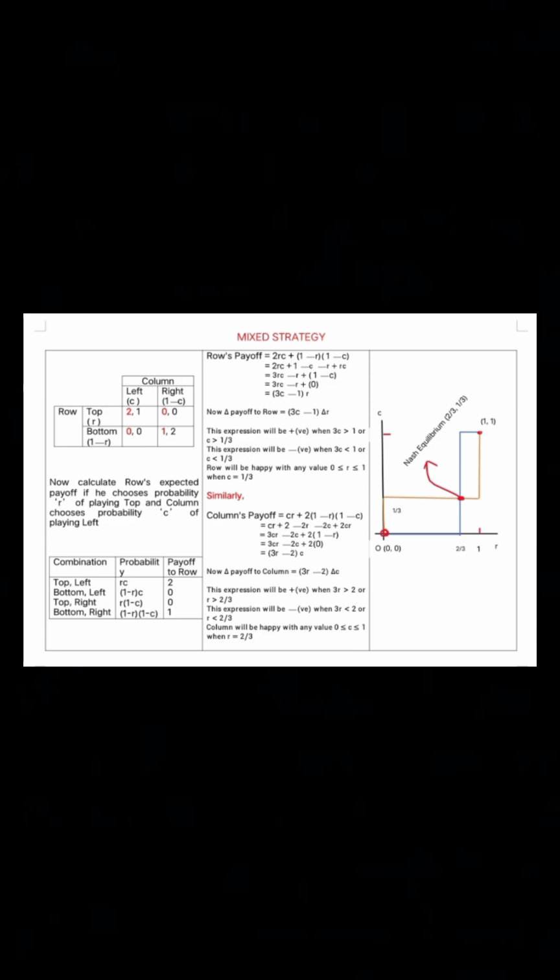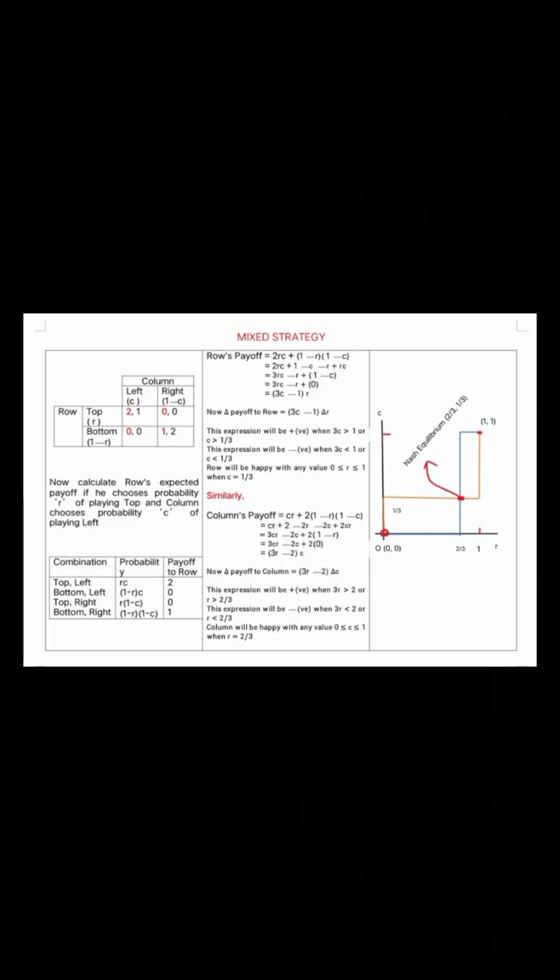So please look at the table. Let R be the probability that row plays top and 1 minus R the probability that he plays bottom. Similarly, let C be the probability that column plays left and 1 minus C the probability that column will play right. The assumption here is that pure strategy occurs when both R and C equal 0 or 1.